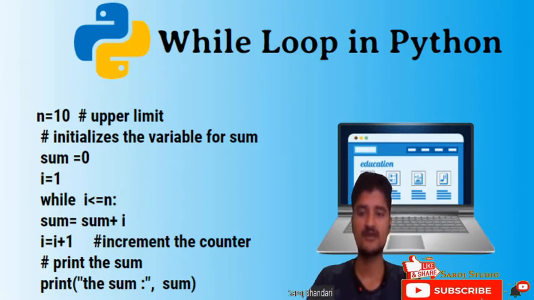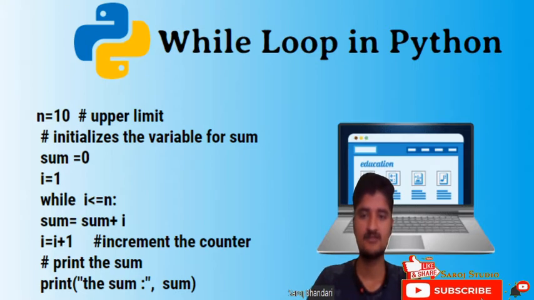And then we are calculating the sum by adding our number i to sum. Sum is equal to sum plus i, and then we are incrementing the value of i by 1, that is increasing our value by 1, i is equal to i plus 1, as you can see over there. And then our while loop ends, and then we print the value of the calculated sum.